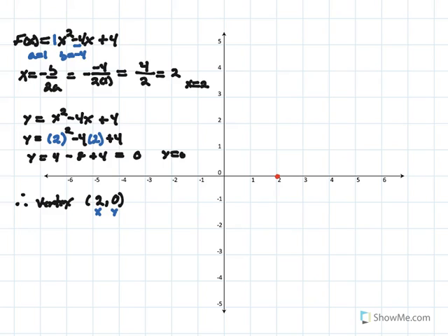Now look at the a coefficient. The a coefficient is positive. Okay, so it's going to be right side up. Just draw a parabola that's right side up. What is my axis of symmetry? So let's do the vertex is, like I said, we already said was 2, 0, right?